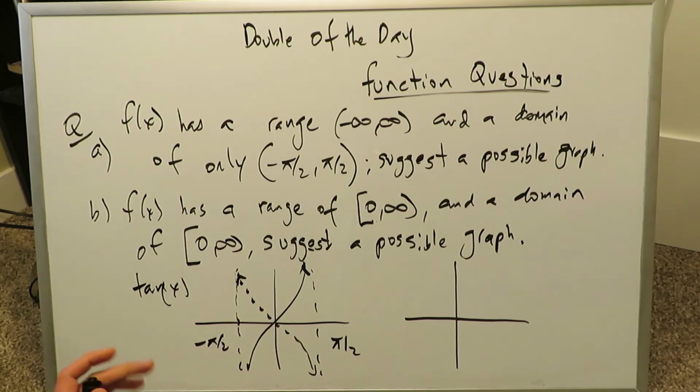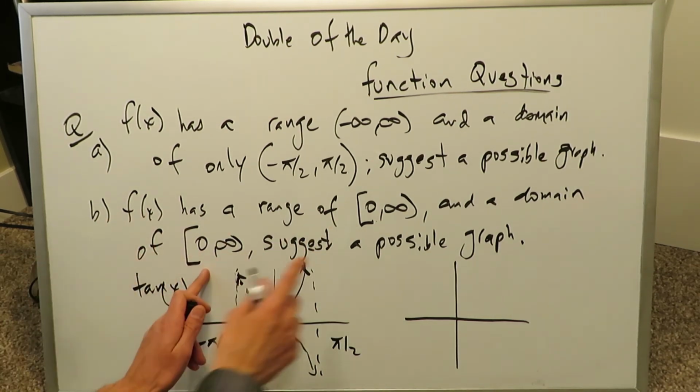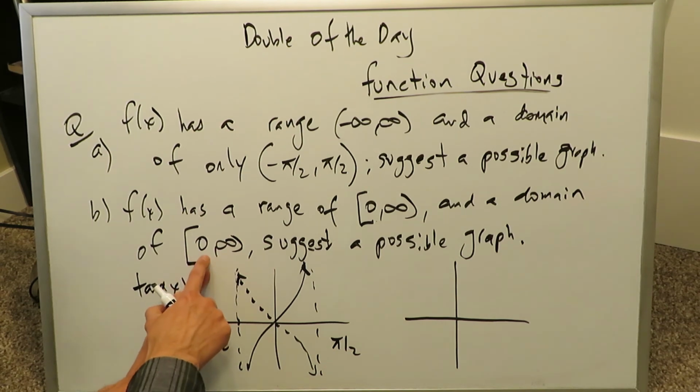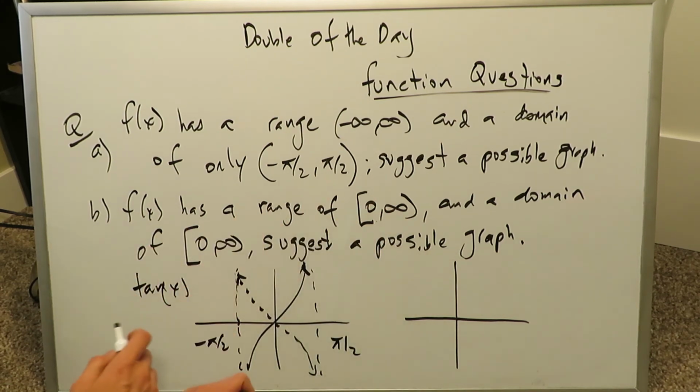And now, just for interest's sake, I've changed the parameters a bit for part B. I have a function here which goes from 0, including 0, up to infinity in terms of domain, and it goes from 0, including 0, up to infinity in terms of range. What could be a possible graph of this?